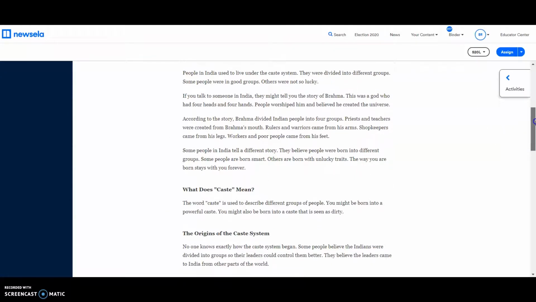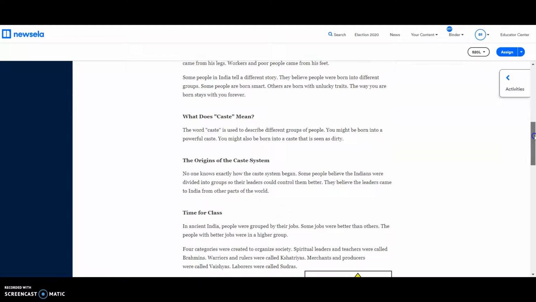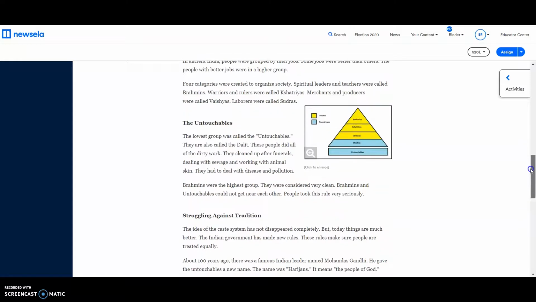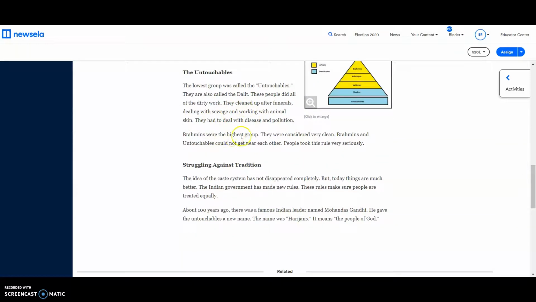For the caste system, what does caste mean? Who are the origins of the caste? And the time for the class, the untouchables, give you a bigger idea of who they are. And then the struggle against tradition, like how does this affect India today? So you're going to read this.